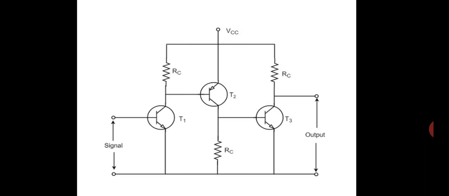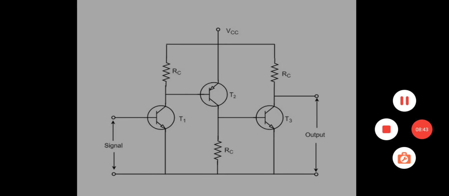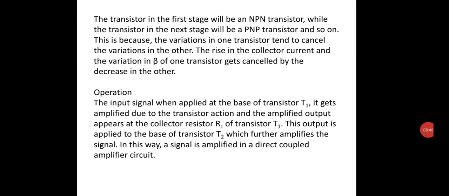The output of T1 is connected to the input of T2 directly, not through a coupling device, and the output of T2 is connected to the input of T3, and the output is collected at the end. So there are no coupling devices; these connections are direct. The transistor in the first stage will be an NPN transistor while the transistor in the next stage will be a PNP transistor, and so on.